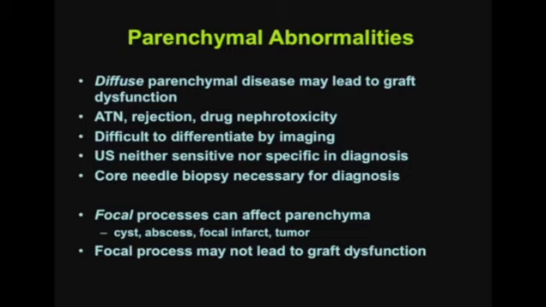Parenchymal abnormalities can occur. Diffuse parenchymal disease may lead to graft dysfunction and acute tubular necrosis. Rejection and drug nephrotoxicity are all potential diffuse parenchymal disorders. These are difficult to differentiate by imaging alone. Ultrasound is neither sensitive nor specific for diagnosis, although ultrasound is helpful to exclude other causes of graft dysfunction, and a core needle biopsy is generally necessary for diagnosis.